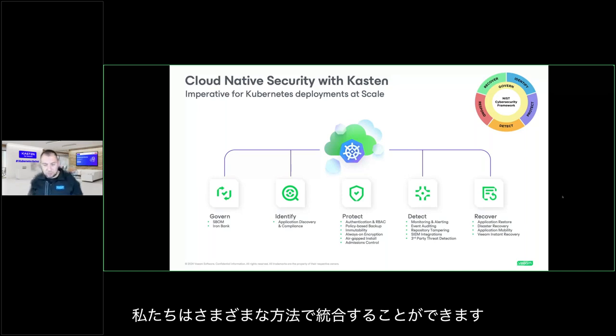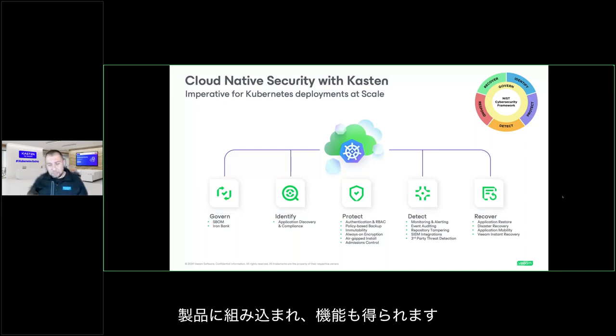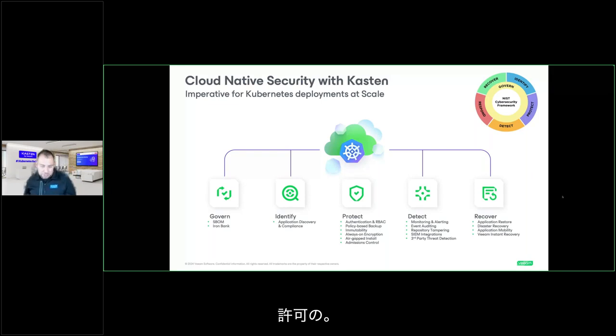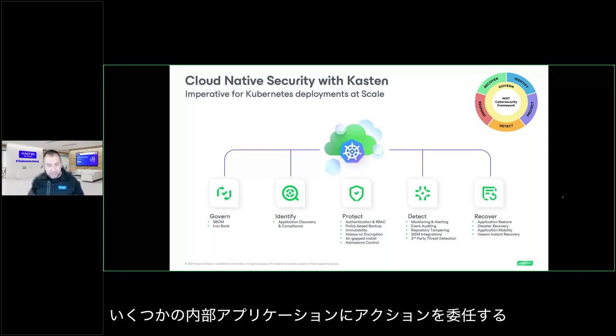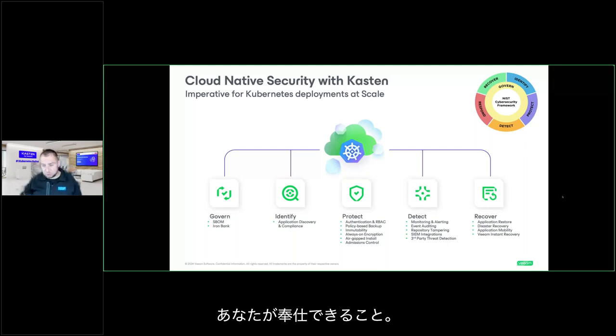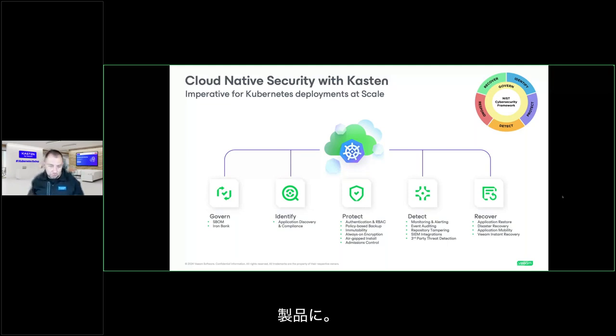We are capable of integrating in many different ways the way you are going to authenticate on the Veeam Kasten platform. Embedded into the product, you also get the capability to create role-based access control, so you can define specific roles with specific sets of permissions, and if you have this requirement, delegate actions to some internal application owner or business line, or eventually external customers that you could serve. So things like that are fully built in and embedded into the product.